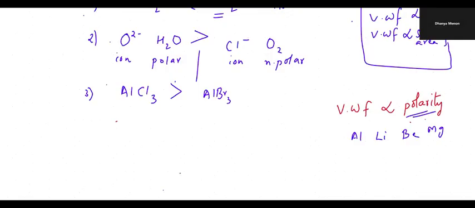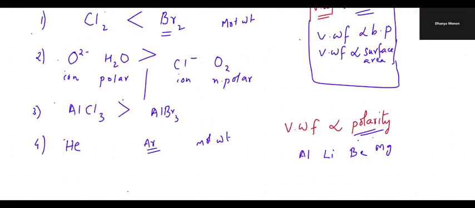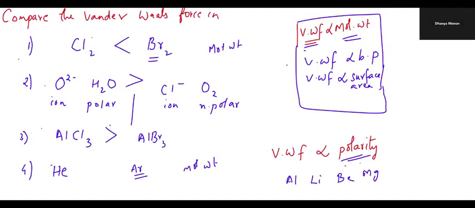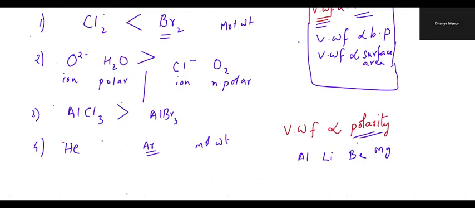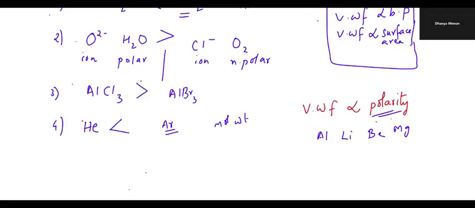Then the next one, helium and argon atoms. So we check the molecular weight. As you're coming down the group, the molecular weight increases. So argon has a higher molecular weight. Molecular weight is directly proportional to van der Waals force. So definitely helium has a lesser van der Waals force than argon.